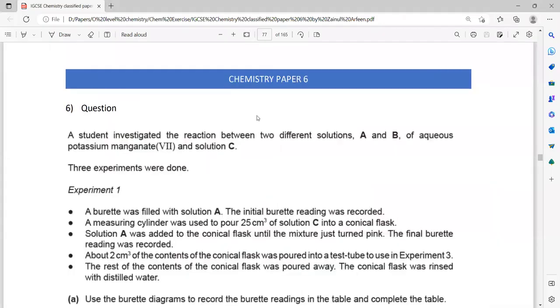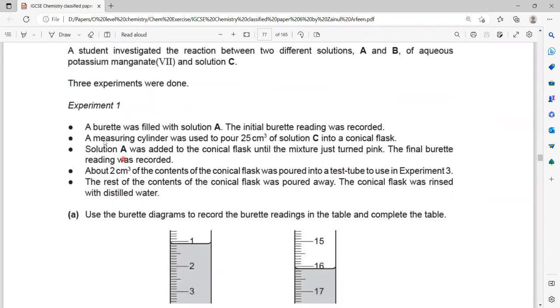So, classified paper 6, question 6 from alternative to practical, topic acid, alkali and salt. A student investigated the reaction between two solutions, A and B, of potassium manganate 7 with solution C. So there are two different concentrations, A and B, and they're mixed with solution C.